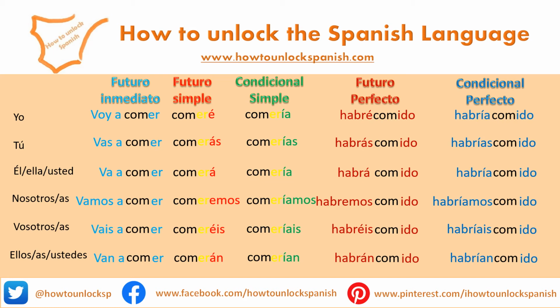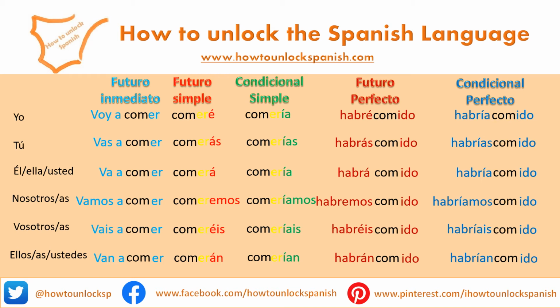As you can see, the endings of the conditional simple tense share the same endings as in the imperfect for ER verbs. So the imperfect for ER verbs was comía, and now the conditional simple is comería. So the only difference between the imperfect and the conditional simple tense in the ER verbs is that in the conditional simple tense we keep the infinitive ending. So it's very simple to conjugate, and it's comería, comerías, comería, comeríamos, comeríais, comerían.